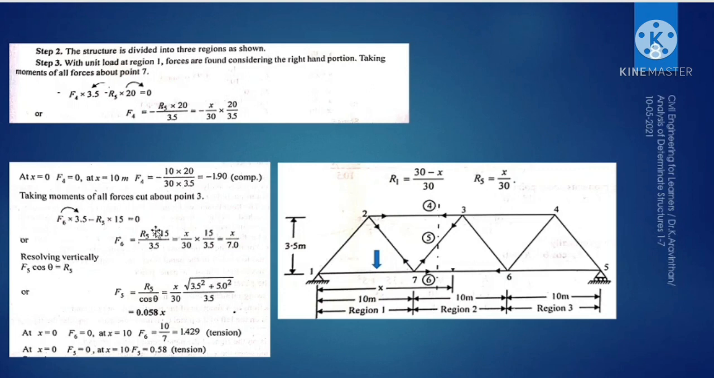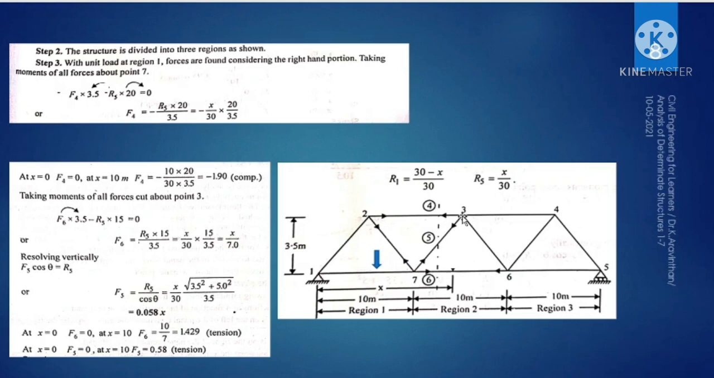Now let us go to the point 3, that is joint 3. At joint 3, I am considering the right hand side. Why? Because the load is at the left hand side. I am considering R5 into distance. Since it is a right angle triangle, you will have equal distances. If this is 10, the right hand side will be 5 and the left hand side will be 5. You can check that by using the formula.